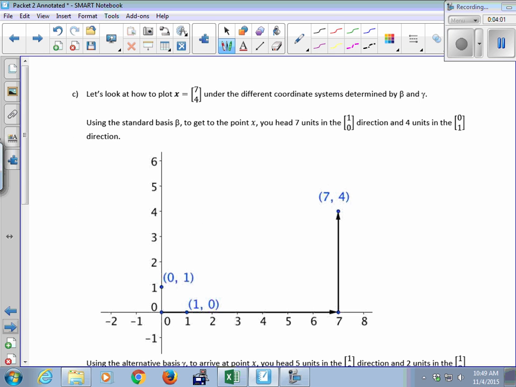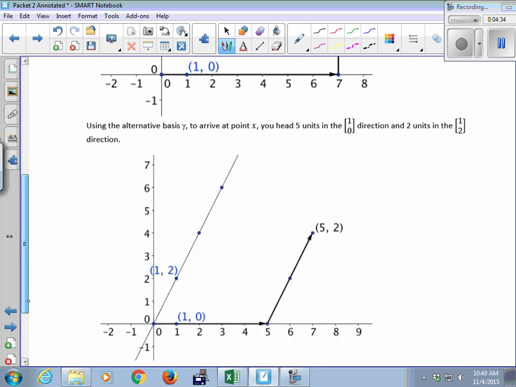All right, so let's think about how this works graphically. If I want to plot the point (7, 4) under the different coordinate systems determined by beta and gamma, then with the standard basis, to get to the point x, you have 7 units in the (1, 0) direction and 4 units in the (0, 1) direction. So that's over 7, up 4. That's how we standardly graph things.